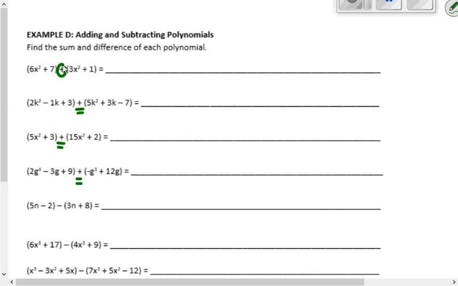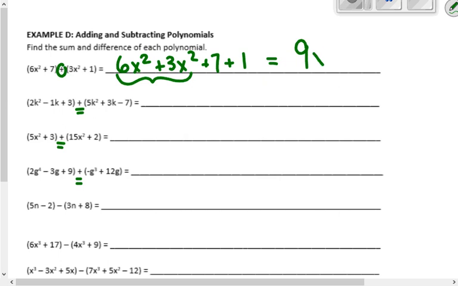So in the first one, we're going to do 6x squared and 3x squared and put those next to each other. Then we're going to put the plus 7 and the plus 1 together. And we're going to go ahead and combine the 6x squared and the 3x squared to get 9x squared, plus the 7 plus 1 will make 8.